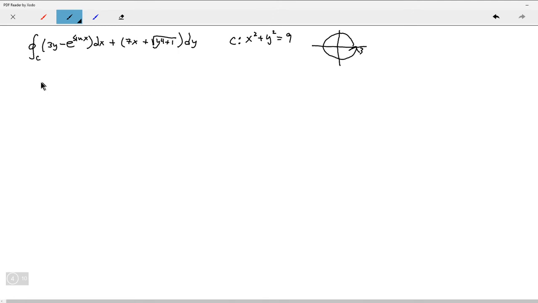Okay, so if I apply Green's theorem, remember this is P, this is Q. All right, so we have to do dP dy. With respect to y, this whole thing here is a constant, and I'm just taking the derivative of that, so that's 3. And then I have to do dQ dx, which again, with respect to x, this whole thing is a constant, and I'm just taking the derivative of that. That's 7.